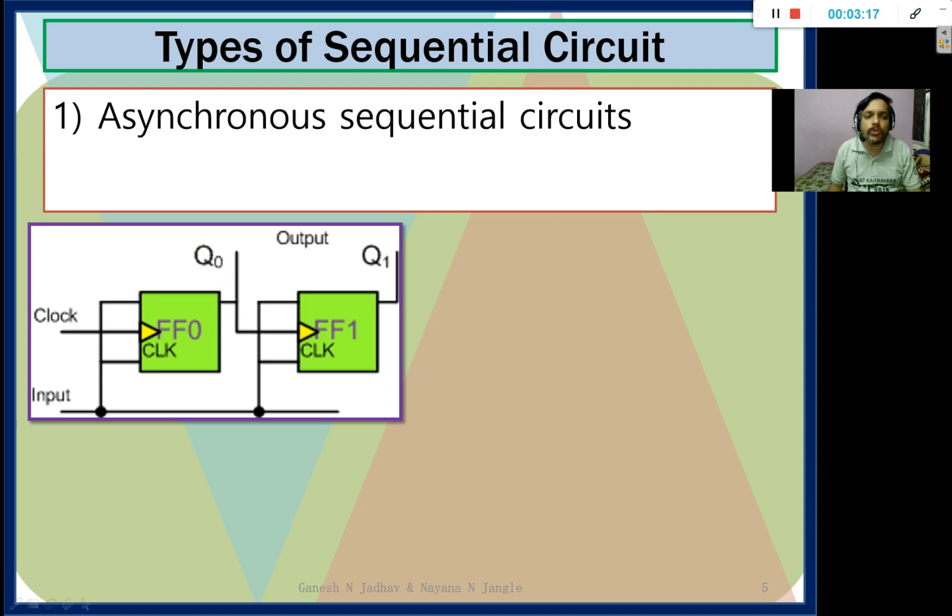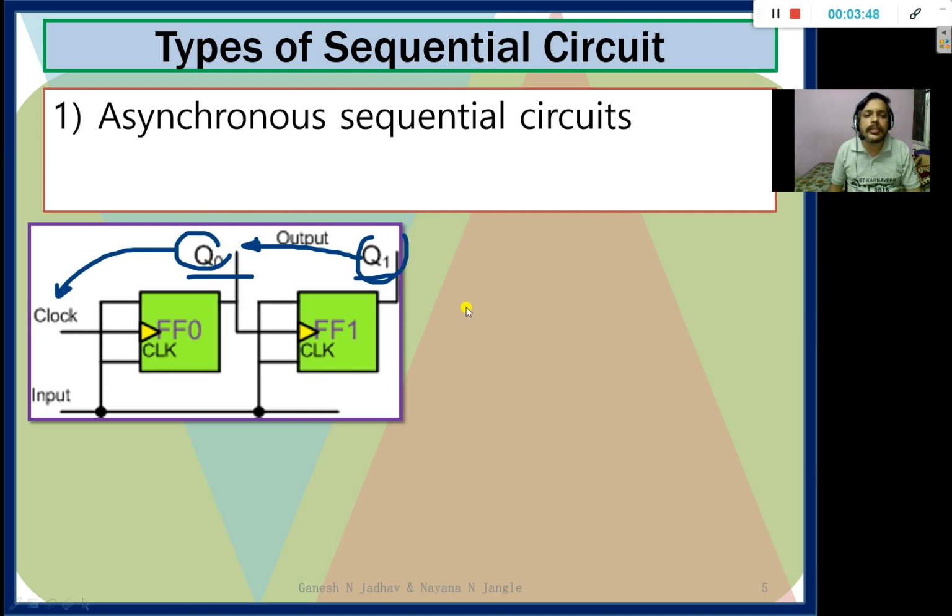The outputs Q0 and Q1 will not change their states according to the same clock. Q0 depends only on this clock, whereas the Q1 output depends upon the output of the previous flip-flop, because it is given as the clock. So it changes its output according to the output of the previous flip-flop. So it is not working in a synchronous manner, hence it is called the asynchronous sequential circuit.